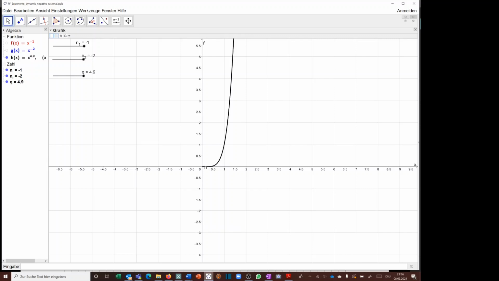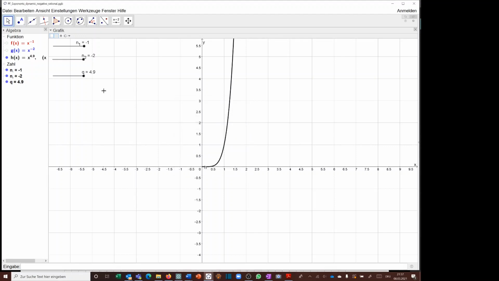Now we're going to look at power functions with rational exponents. A power with a rational exponent is only defined for positive or at least non-negative numbers, which means for power functions with rational exponents, the x has to be non-negative, so the result will also be non-negative, so they will only be placed in the first quadrant.